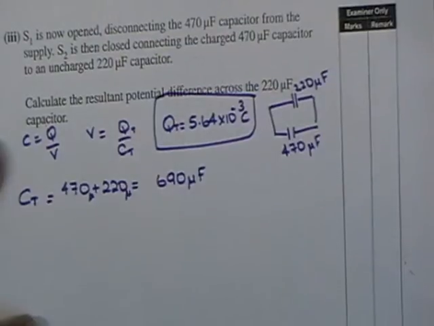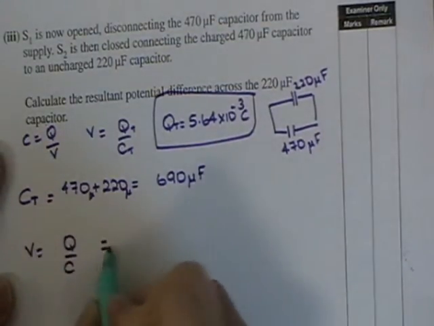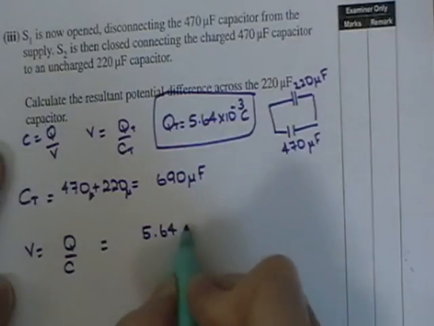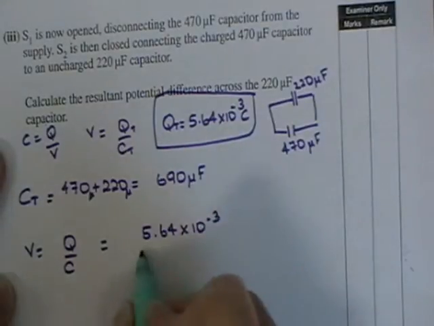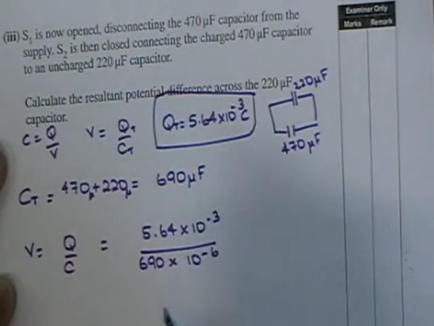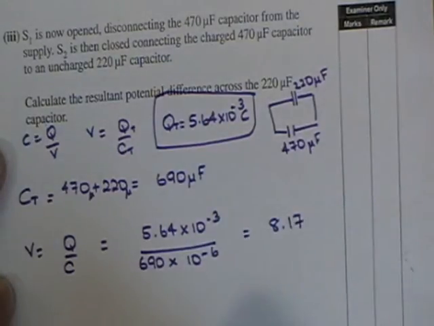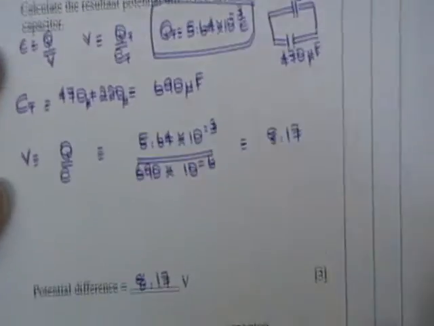Therefore we can do V is equal to Q over C, and Q is 5.64 times 10 to the minus 3, and C is 690 times 10 to the minus 6. And V comes out then as, to three significant figures, 8.17 volts.